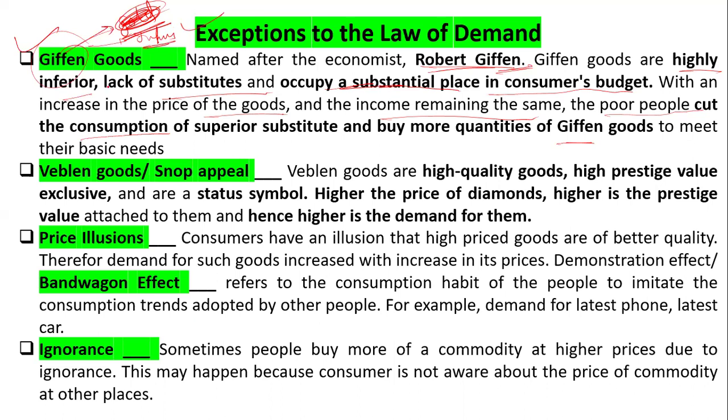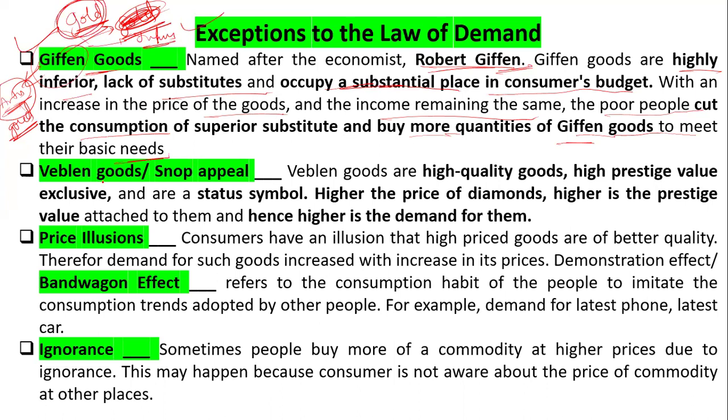So that's why the Giffen good is a Giffen good. They consume more quantity of the Giffen good to meet their basic needs. Okay. Now, what happens if the gold price increases? What do they do? They purchase artificial goods. The artificial goods are Giffen goods, and gold is a superior good.